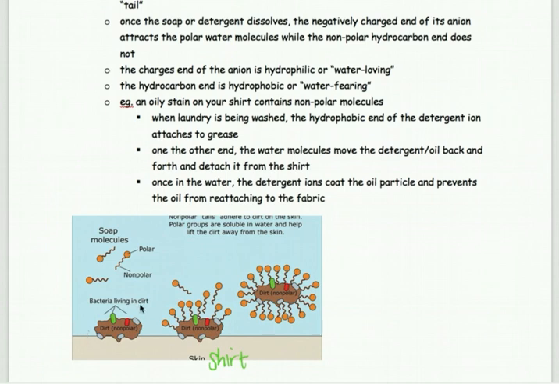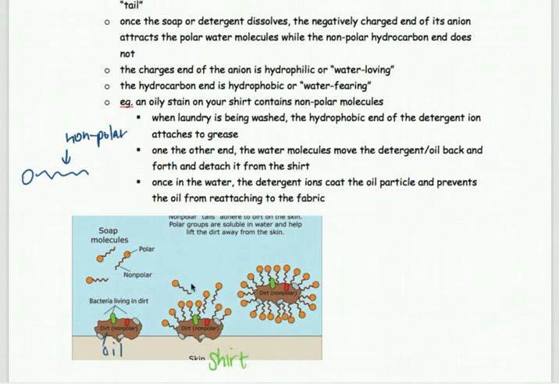And when it gets close to the dirt here, remember the tail end is the nonpolar end, right? So it will attract to the nonpolar oil. So say this is dirt or oil here, and the tail will get attracted. See how the tail is sticking onto the dirt here?